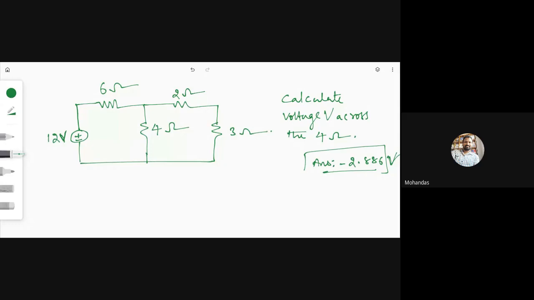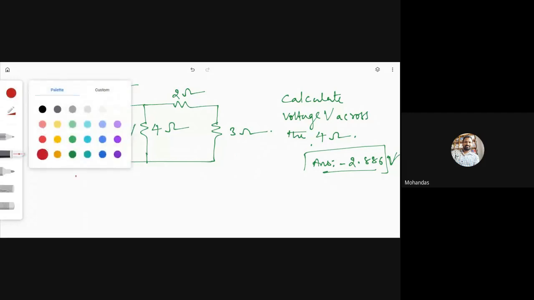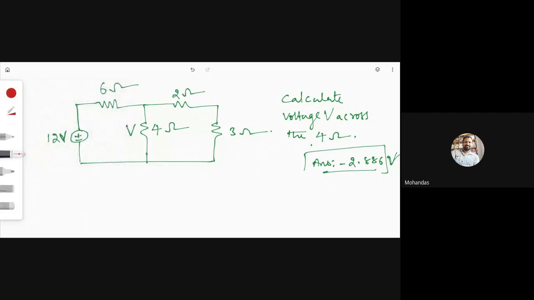Yes, sir. So I will explain briefly how to solve this problem. Here we have to calculate the voltage across the 4 ohm resistor. So this is V, voltage across the 4 ohm resistor. We can assign any value. The voltage across the 6 ohm, let us say V1, with plus and minus. And this is V2, and this is V3.